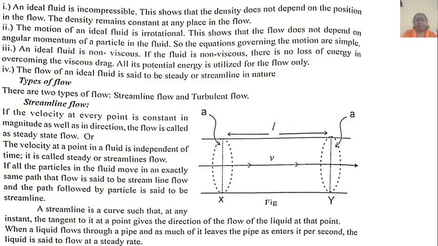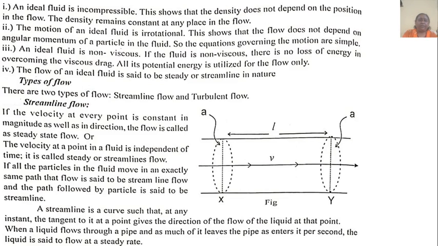Now, an ideal fluid is incompressible. This shows that the density does not depend upon the position in the flow. The density remains constant at any place in the flow. The motion of an ideal fluid is irrotational. This shows that the flow does not depend on the angular momentum of a particle in the fluid. So the equations governing the motion are simple.